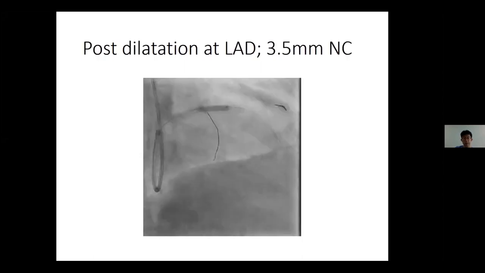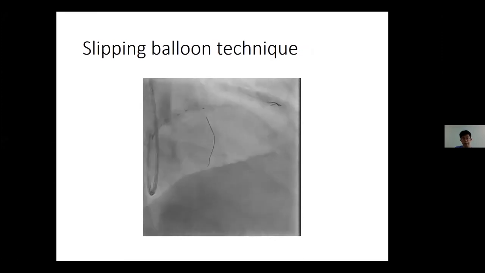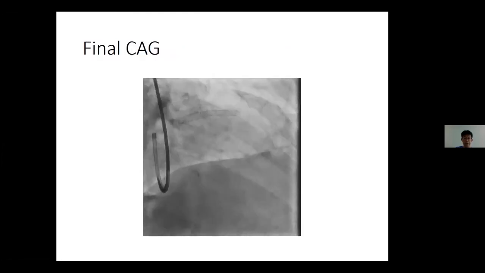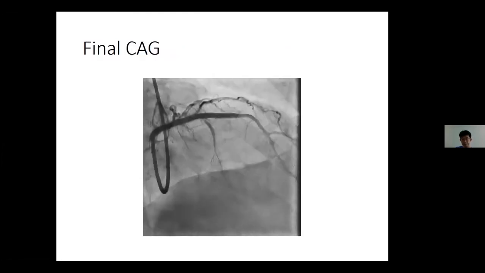And post dilatation at the LAD with a 3.5 millimeter balloon. And we tried a 2.0 balloon again, to deliver to the septal branch again. However, it's very difficult. In such a situation, slipping balloon technique is very useful. 3.5 balloon dilatation at the LAD, and then deflation of the balloon, and immediately the 2.0 balloon is delivered. This is the slipping balloon technique here. And then KBT, septal and LAD. This is the final CAG.